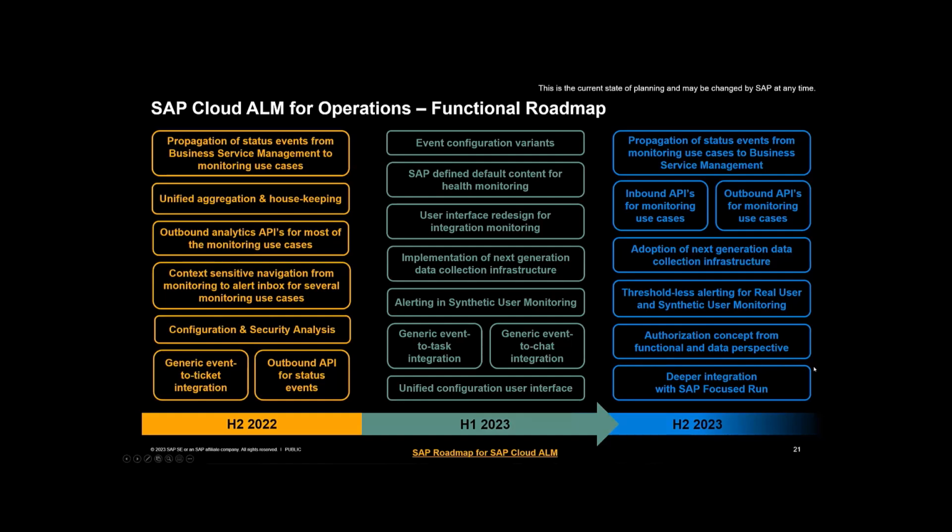Authorizations is something which becomes more and more important for customers. We're adding more and more functional authorizations, but we also plan to provide you with authorization on data level. This means that you can, for instance, say this user has access to this business service and the other user has access to that business service. So this comes hand in hand. And then we will also increase the integration with SAP Focused Run. We see more and more customers using Focused Run and SAP Cloud ALM together, and that's why we will also invest in the integration here.